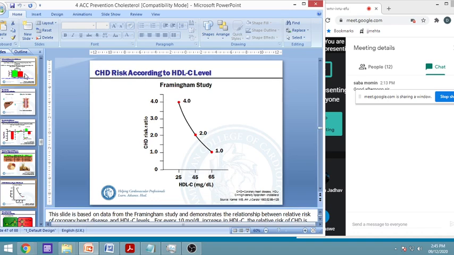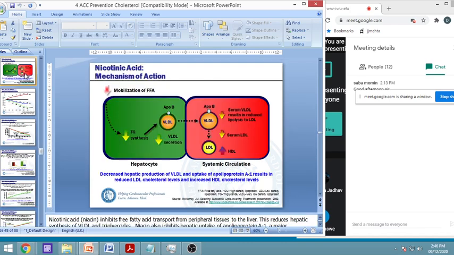Then coronary heart disease risk according to HDL-C level. We have seen that HDL should be 40 milligram minimum in males and 50 in females. If it is, suppose, 65, then the risk is minimum, 1, and if it comes down to 45, then it doubles to 2, and if it goes far lesser to 25, then it becomes 4 times more. This was the Framingham study. This Framingham study showed how important HDL is.